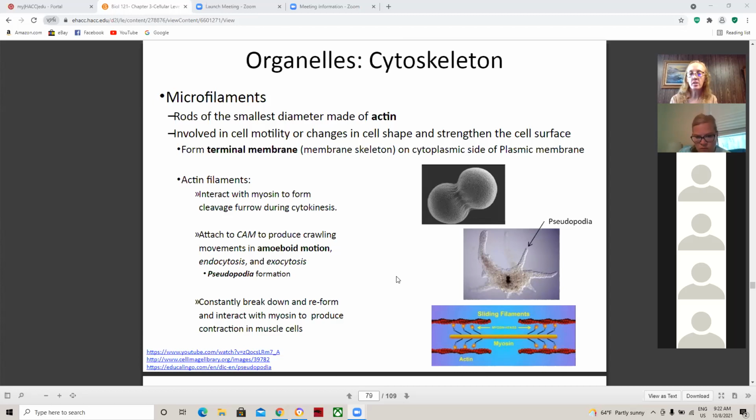One more thing that they can do is attach to cell adhesion molecules to allow for amoeboid motion through the formation of pseudopodia. If you think pseudo, meaning to look like, and podia, meaning foot, these are false feet formed by the microfilaments that allow a cell to adhere to a surface through the cell adhesion molecules, put out these little feelers and pull the rest of the cell forward, allowing a cell to migrate.